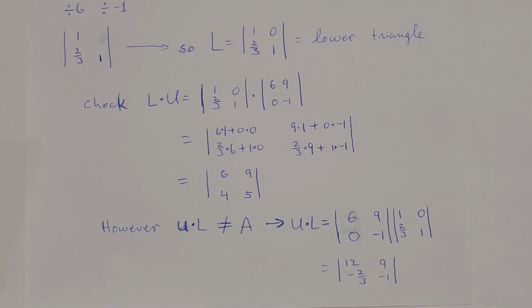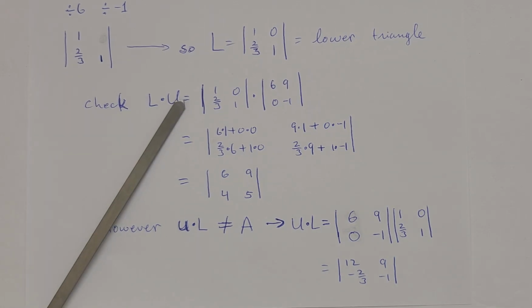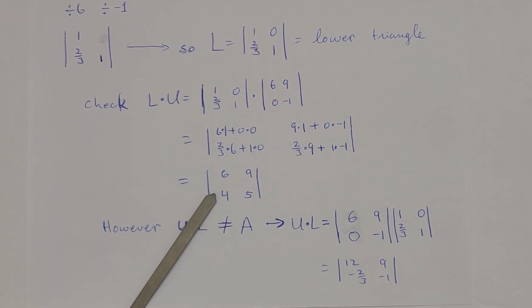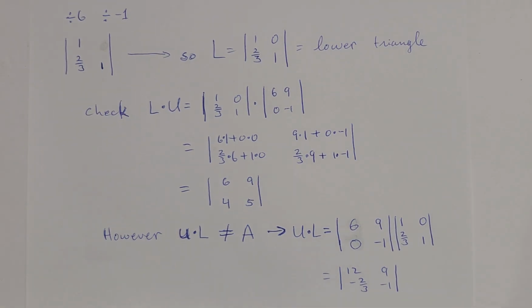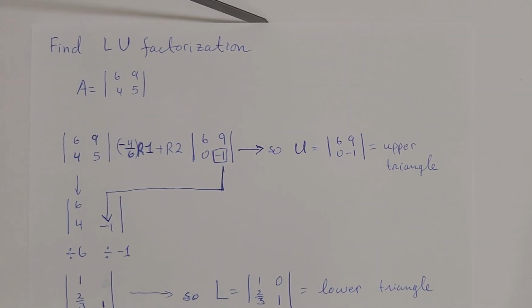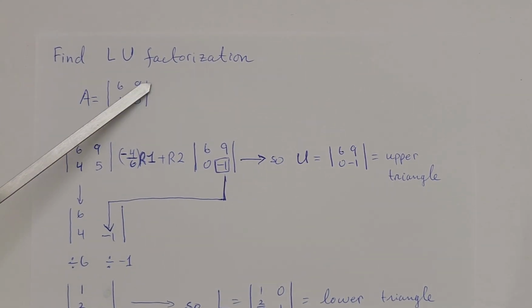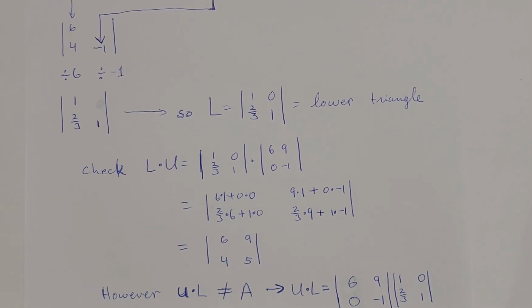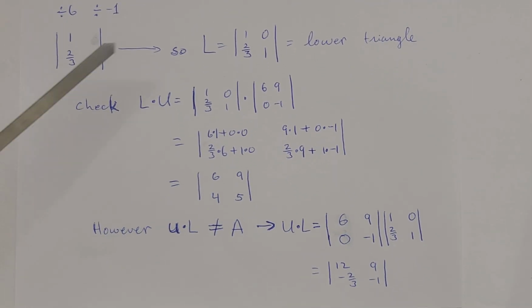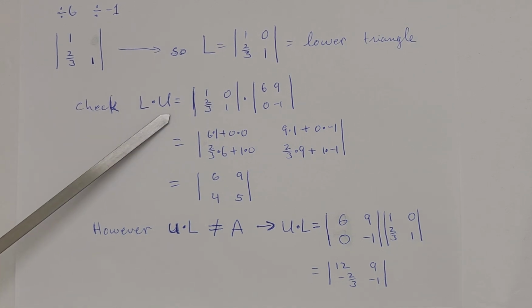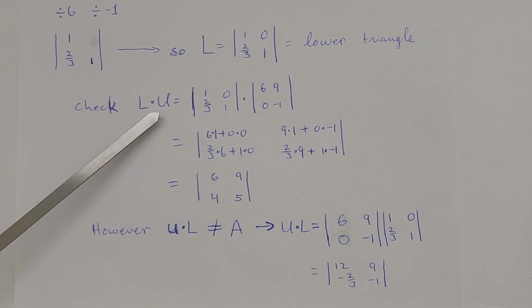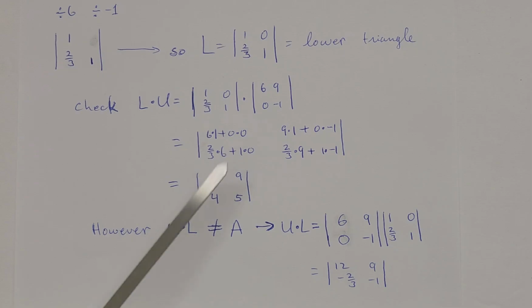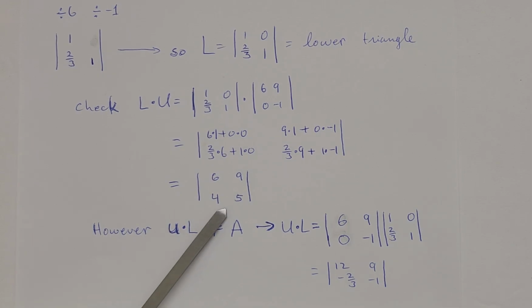And as you can see, L times U will go back to the original matrix. So what was the original matrix? The original matrix is 6, 9, 4, 5. After we found the L and the U, lower triangle, upper triangle, we multiply it and it comes back to the original matrix. Okay, so that is good to go.